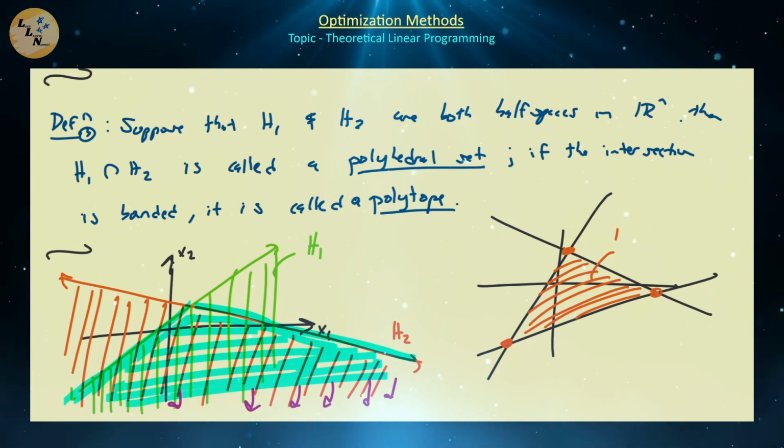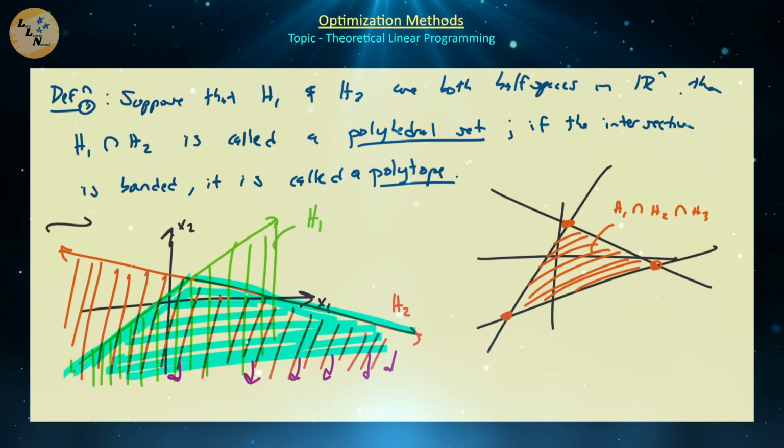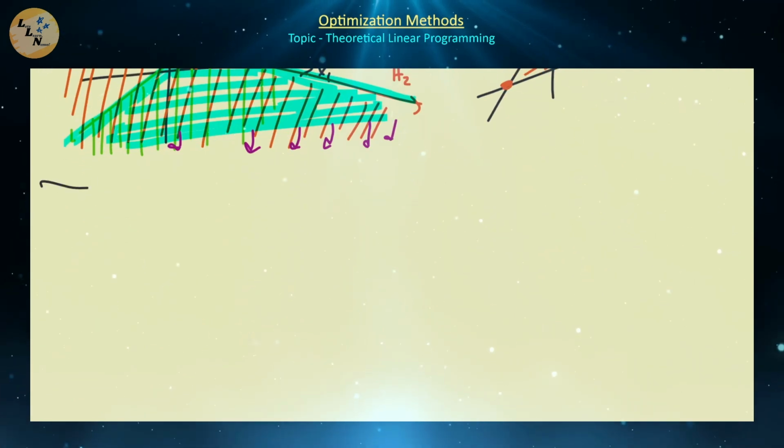Then that would be, for example, h1 intersection h2 intersection h3, which would be a bounded polyhedral set and hence would be called a polytope. Now, there's one other concept that we need to define here in particular. So let's go down here and define it.